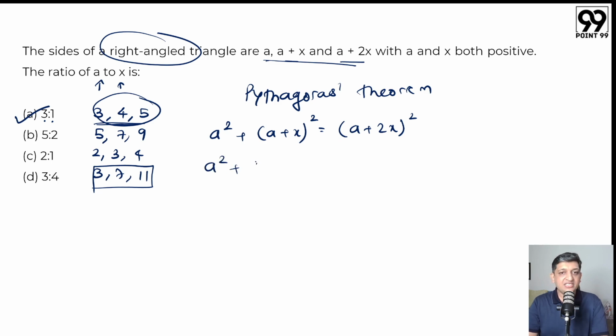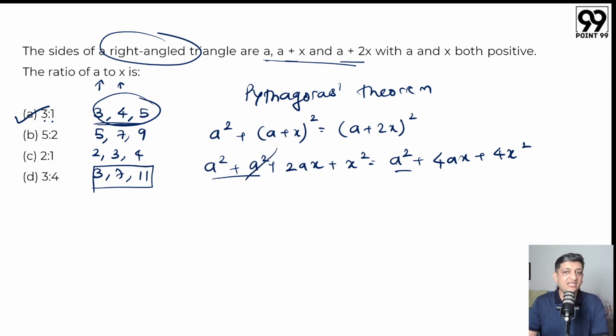So a square plus a plus x the whole square will give me a plus 2x the whole square. So I'll be able to get a square plus 2 times a into x plus x square. This will be equal to a square plus 2 into a into 2x, or 4ax plus 4 times x square. 2x the whole square will be 4x square. Now if you just combine all the terms and see what's happening, a square plus a square minus a square, or you can cancel out these two a squares, I'll be left with an a square here, plus 2ax is as it is, but here you are going to get a square plus 2ax plus x square, and you are going to get 4ax plus 4x square here.